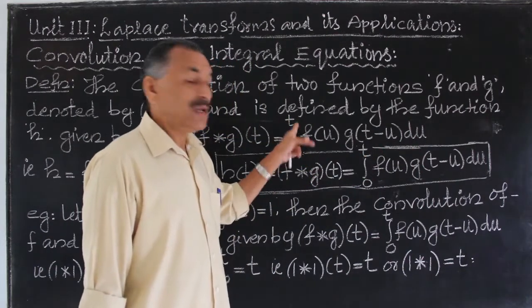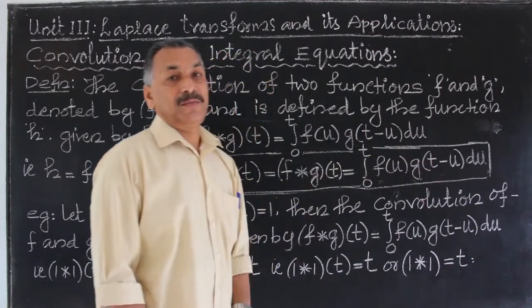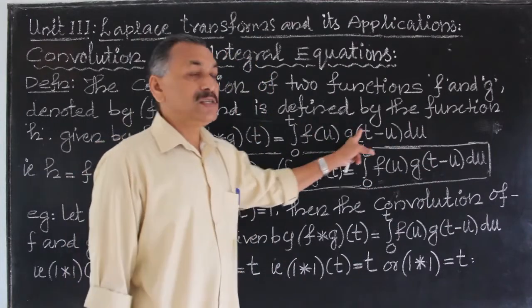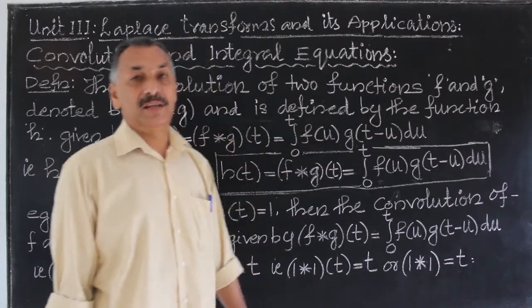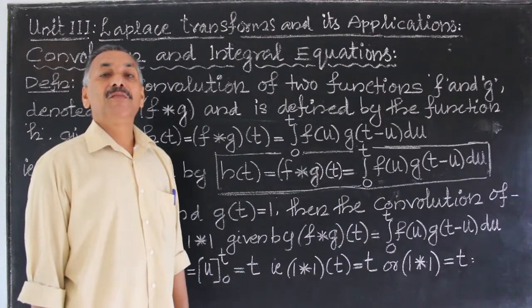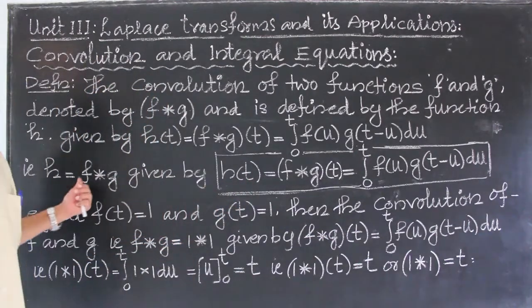Integral from 0 to t of f of u times g of t minus u du. That is the integral with respect to u. That is the convolution of f and g. That is h equal to f star g.